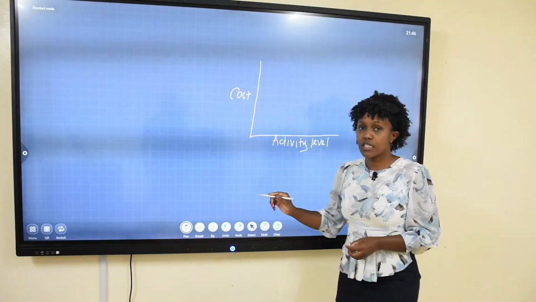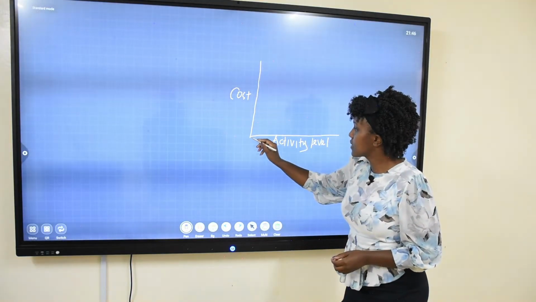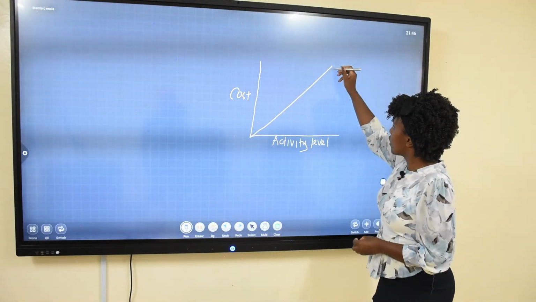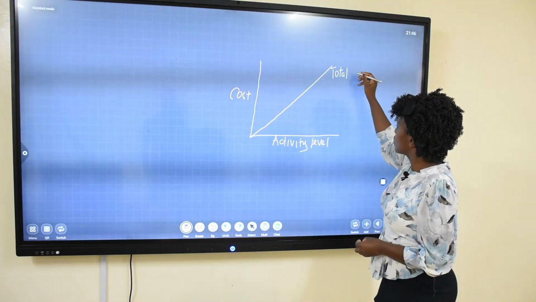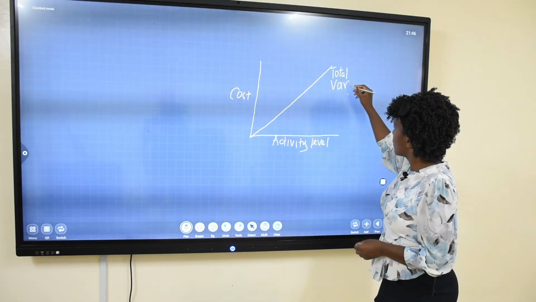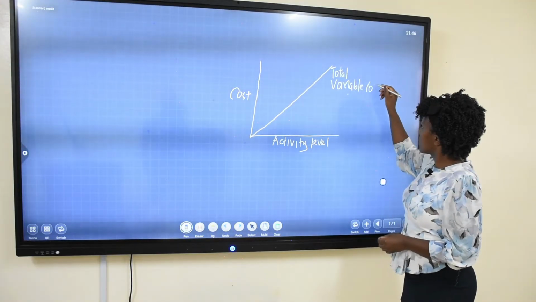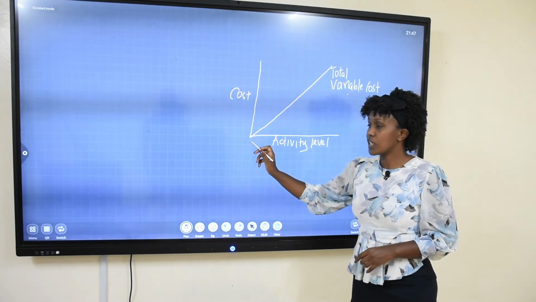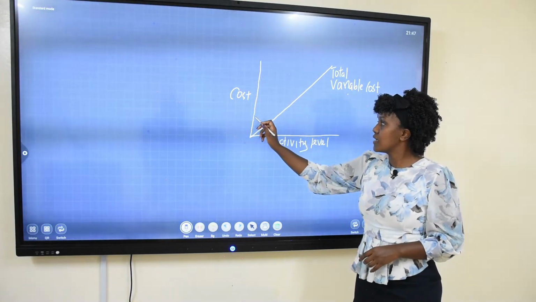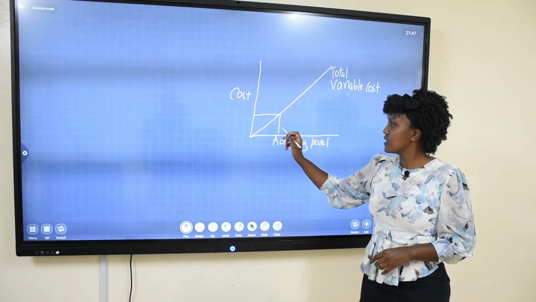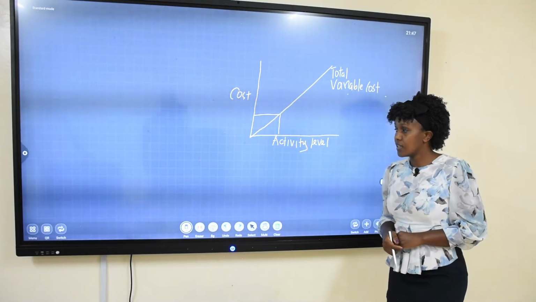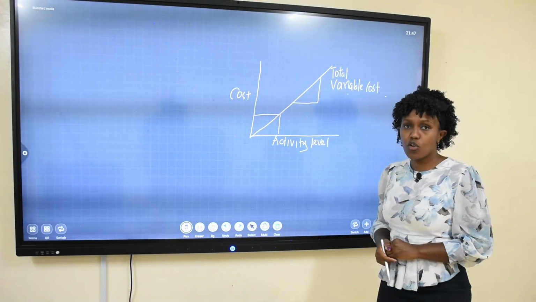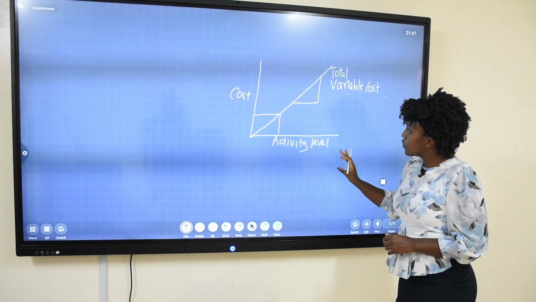as we have said, variable cost in total varies directly proportional with the changes in activity level. So this is how total variable cost is going to look. That's how it would look on a graph. If there is no activity, there is no cost. An increase in activity results in an increase in the cost. So the gradient of this line can give you the variable cost per unit.